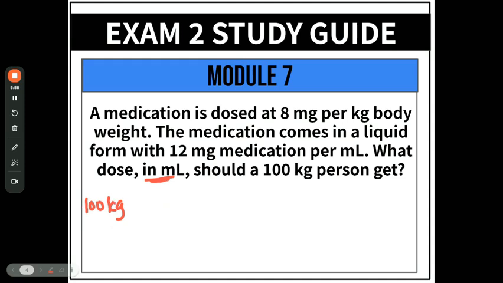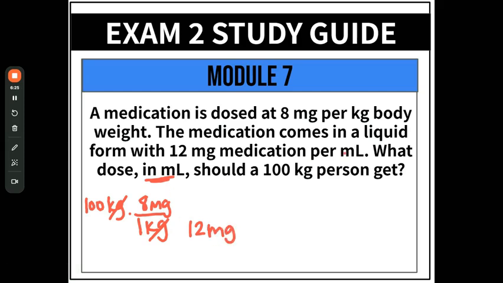But first, let's get rid of the kilograms. So let's see. I've got a medication that's just at 8 milligrams per kilogram of body weight. So for every 1 kilogram, there's going to be 8 milligrams. Okay, so that gets rid of kilograms. And the medication comes in a liquid form with 12 milligrams. So I'm going to put those on the bottom so we can cancel out units here per milliliter. So every 1 milliliter. And that's perfect because we want our answer to be in milliliters.